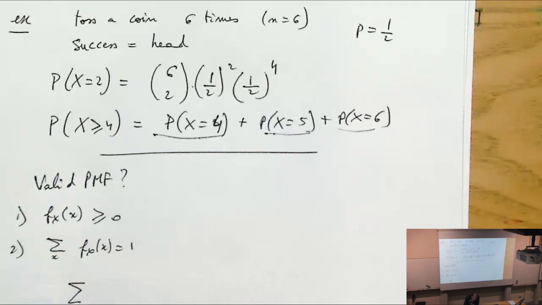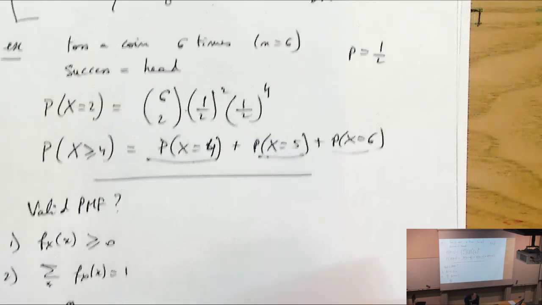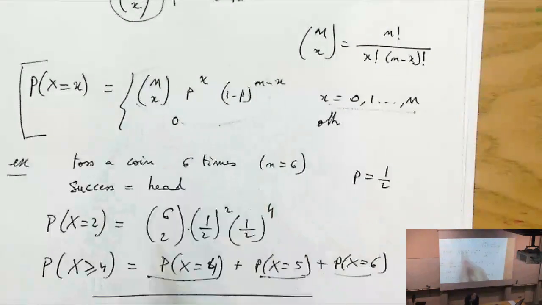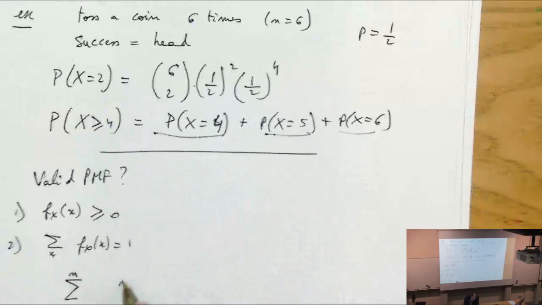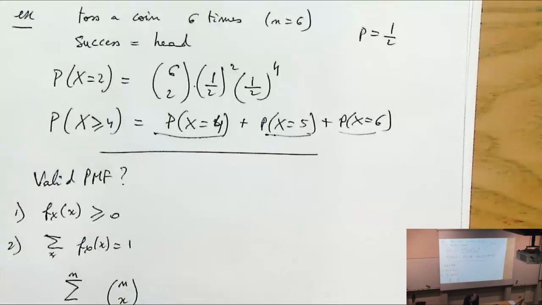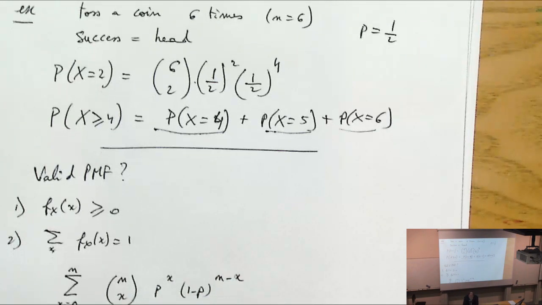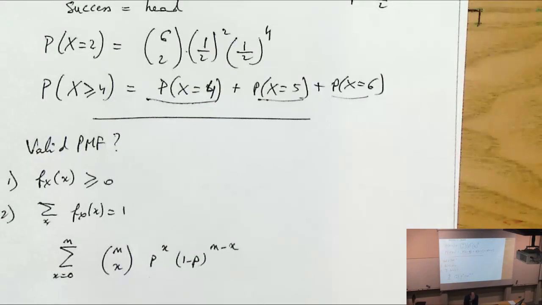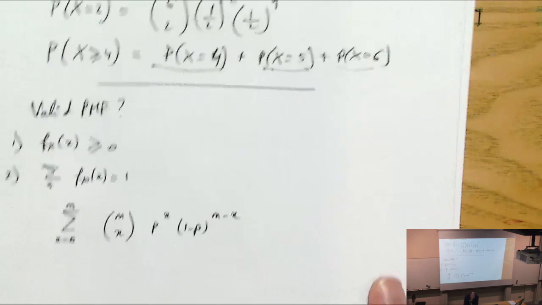So how can we see that? Well, I'm summing over all values of x. X goes from 0 all the way to n, and my probability mass function is this quantity here. So this is what I'm writing down here: n choose x, p to the x, 1 minus p to the n minus x. And this should be equal to 1. So how can we know that actually this is equal to 1?